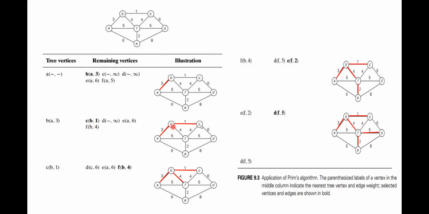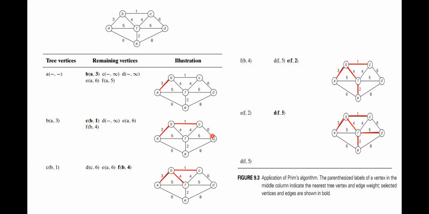From B, I can reach C. From A, I cannot directly reach C. Now from B, I can reach C. That's why, from B, I can reach C. So which is the intermediate vertex? No intermediate, because it is starting from B itself. What is the cost? 1 is the cost.